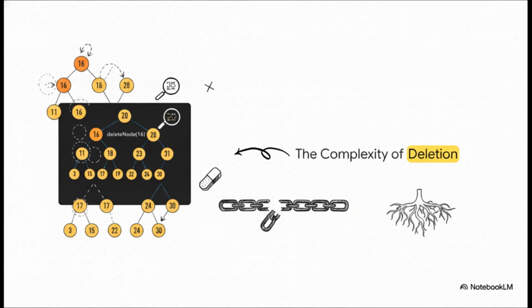Now, while insertion and searching are a breeze, deletion is uniquely tricky. When you remove a piece from the middle of a structure, you have to patch the hole. If you delete a leaf node with 0 children, easy, just remove it. If it has 1 child, you just bypass it.